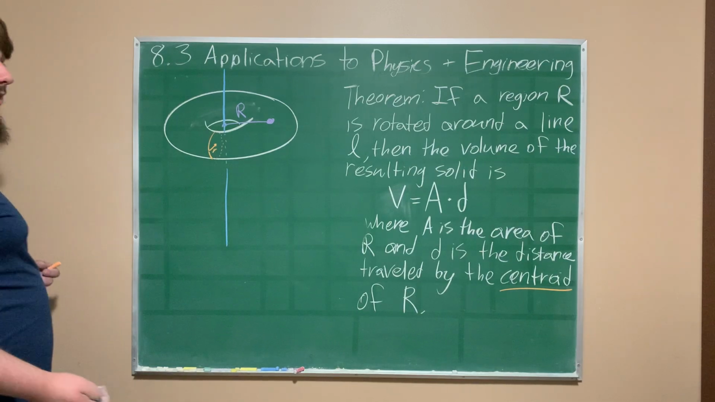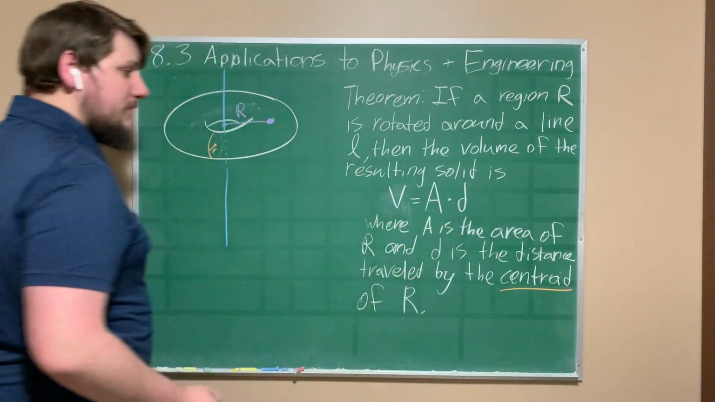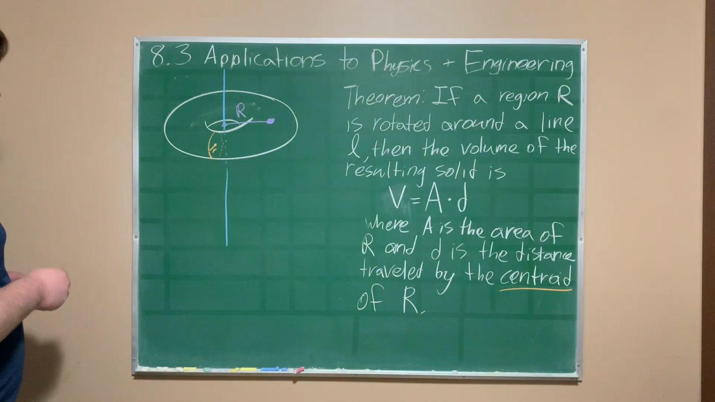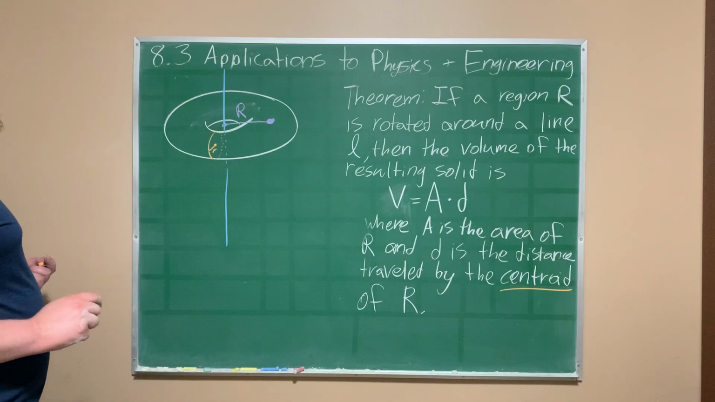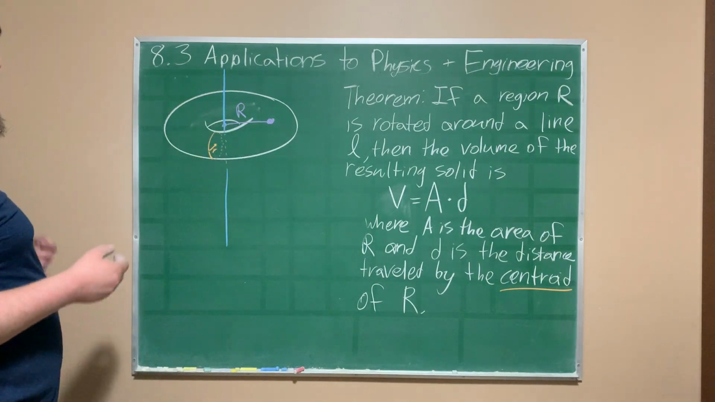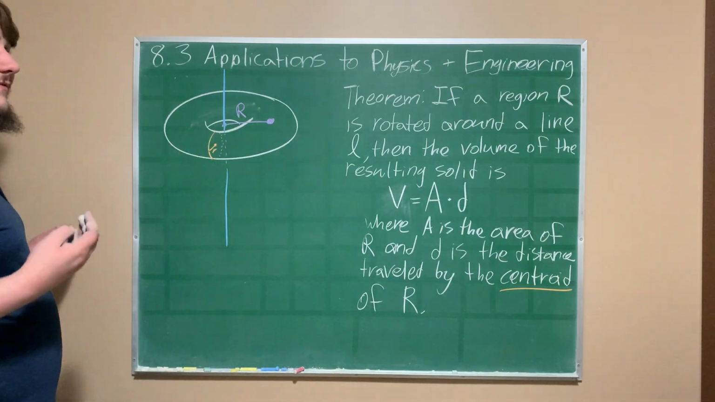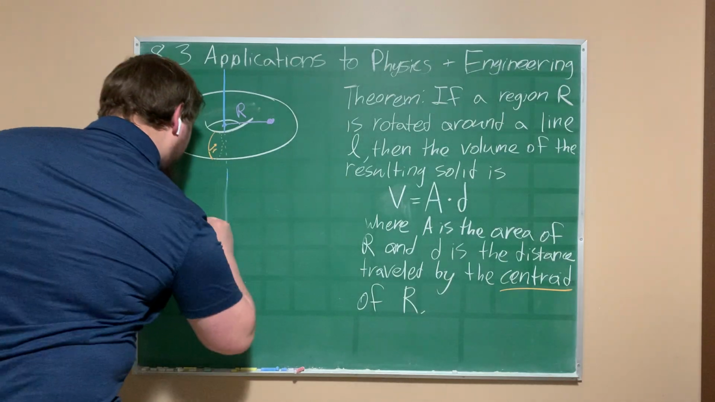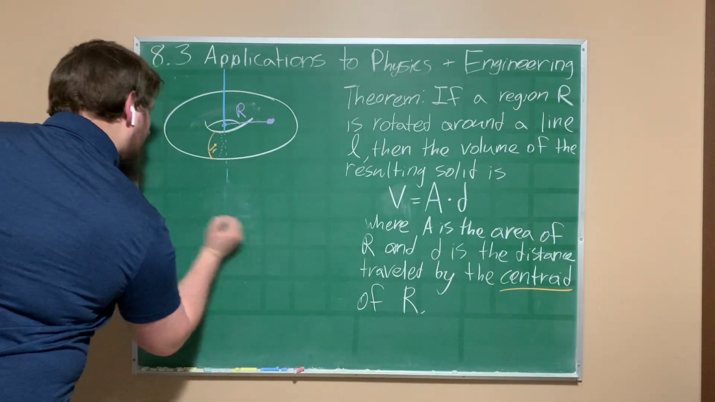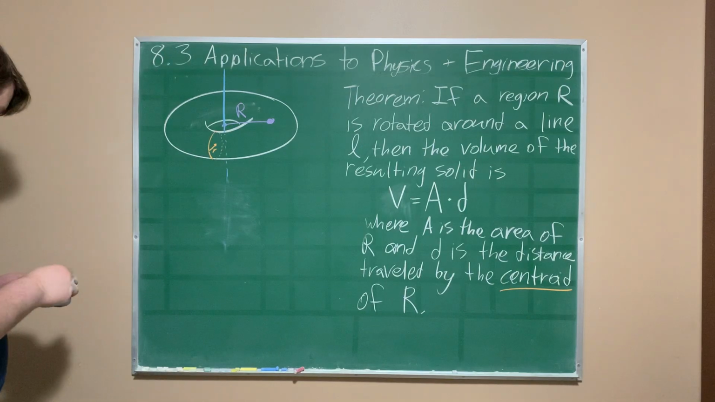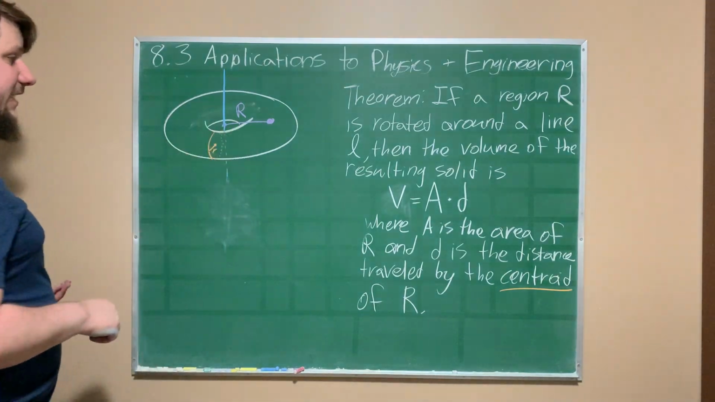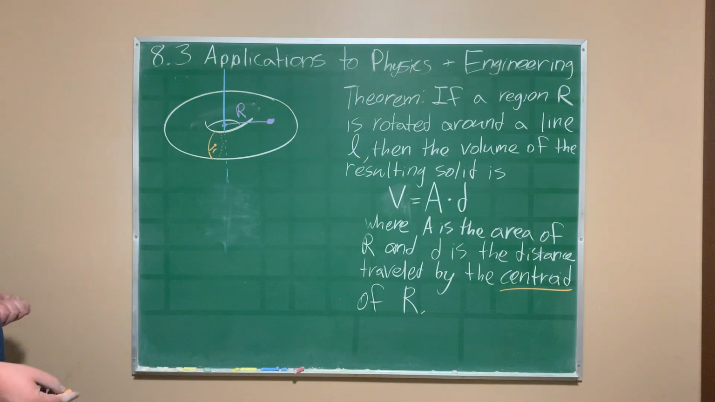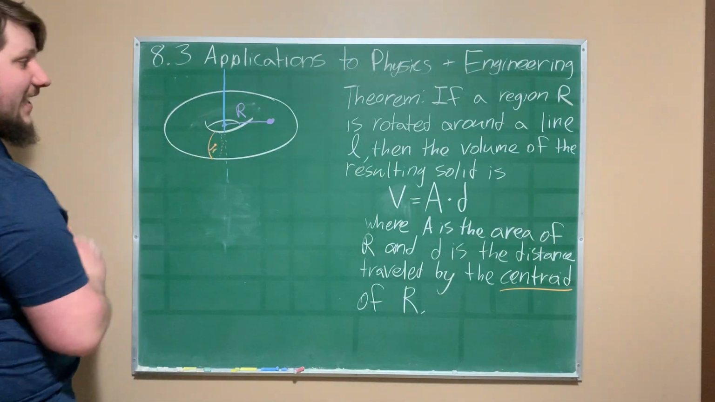So we can find the volume of the torus using this formula here. If we know the distance that the centroid of this circle traces around this torus, and we know the area of the circle itself, we can find the total volume of the torus here. Okay, so how much distance does the centroid trace? Well, the nice thing about circles is that the centroid is exactly at the center.